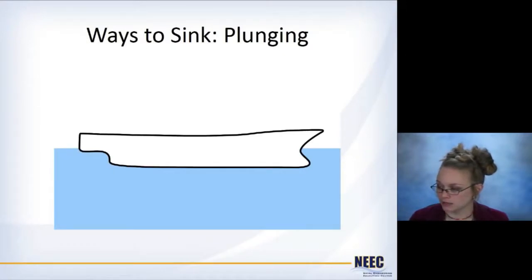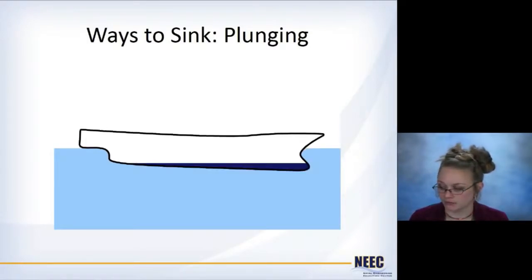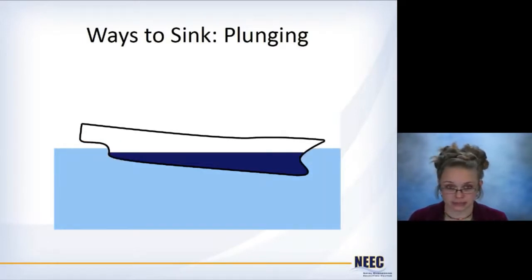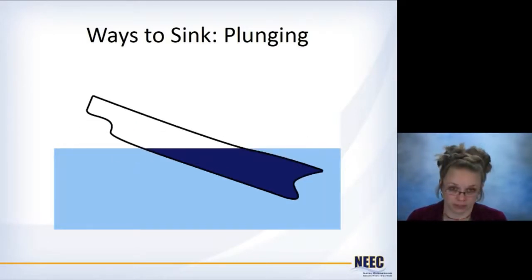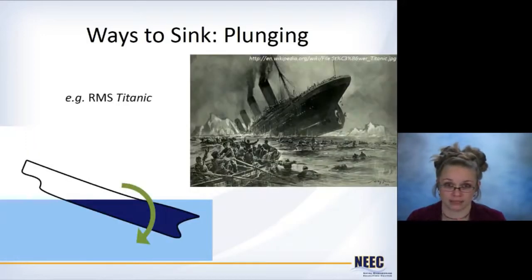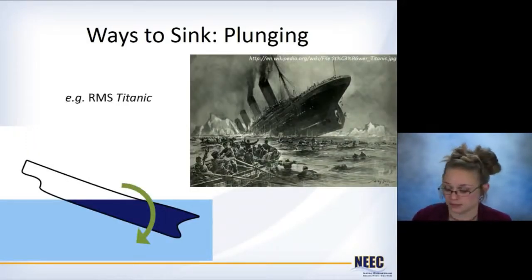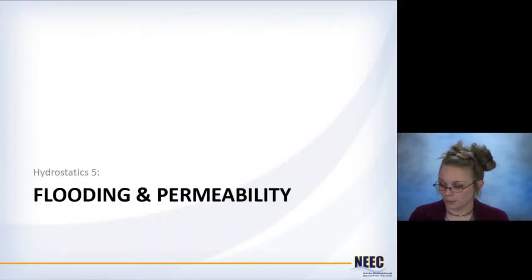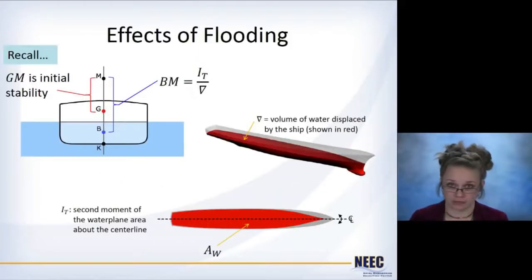The last way here that I'm going to talk about is plunging. So plunging is when the front of your ship is damaged, the bow, and flooding begins in the bow and it spreads from there, right? So the bow sinks and sinks and sinks some more until finally it plunges below the surface of the water and it sinks. Very famous example of this is the Titanic. That's how it sank.